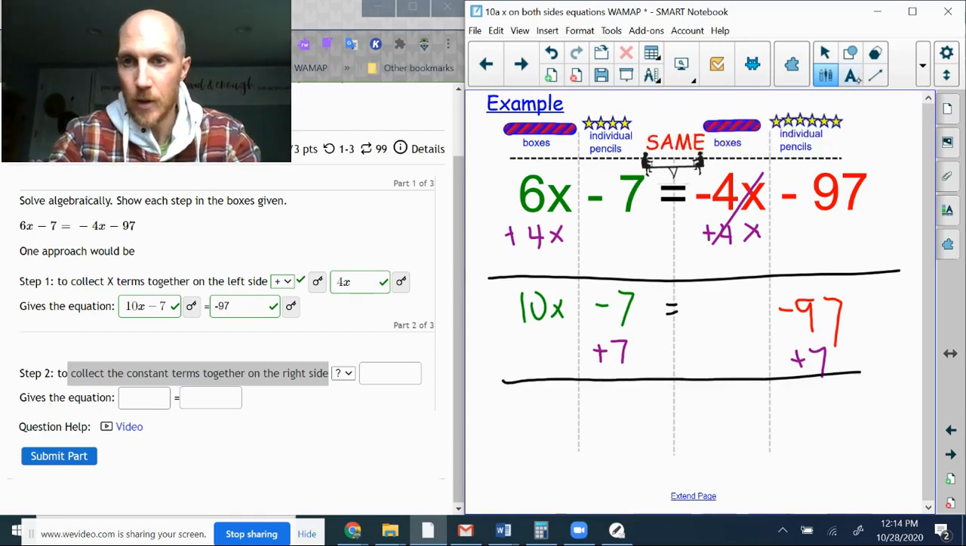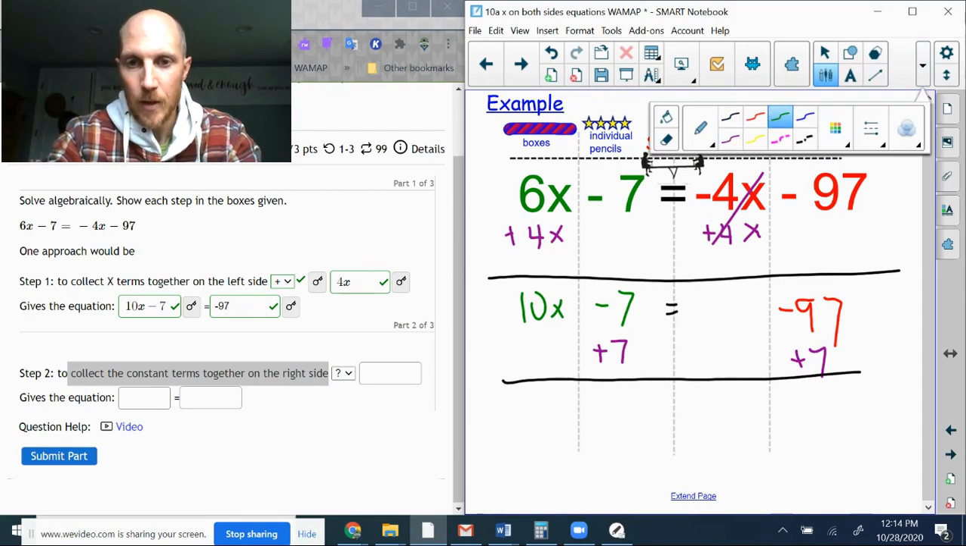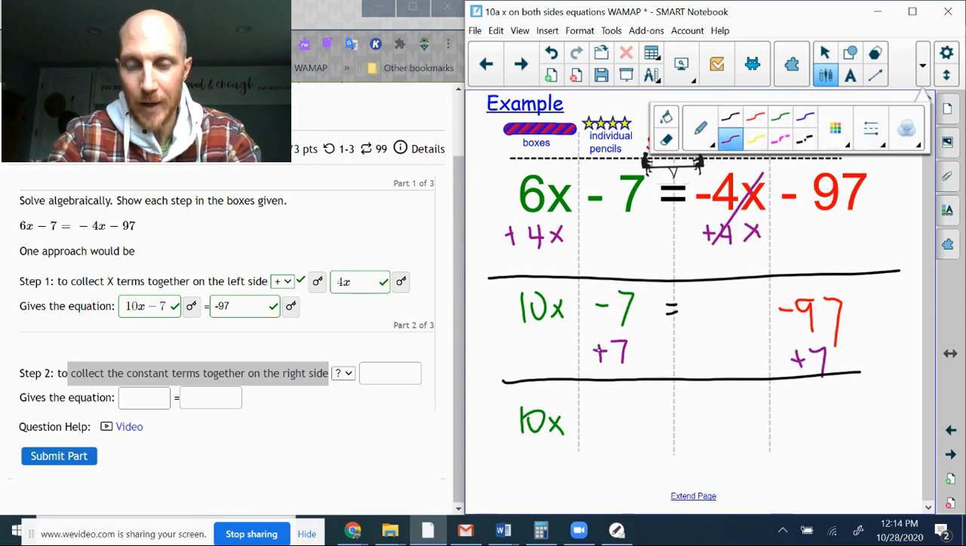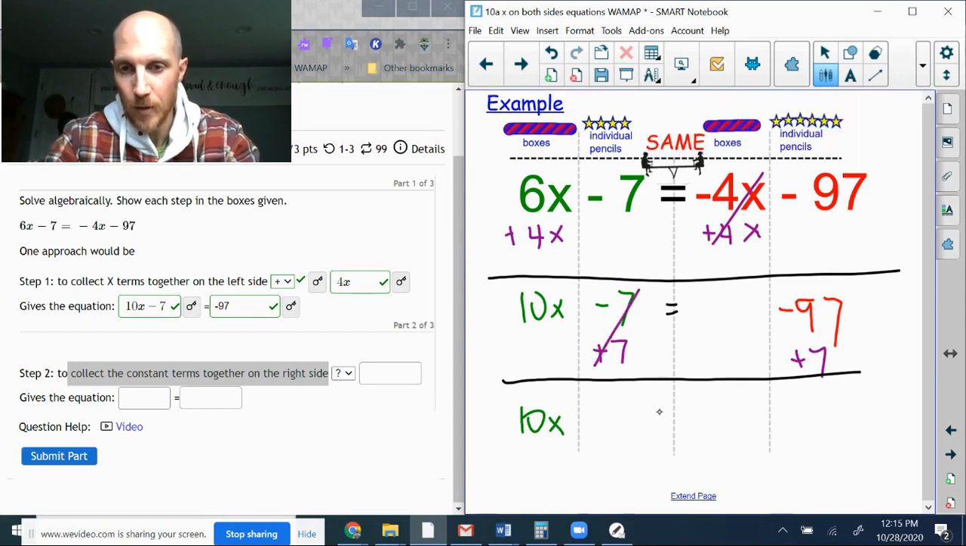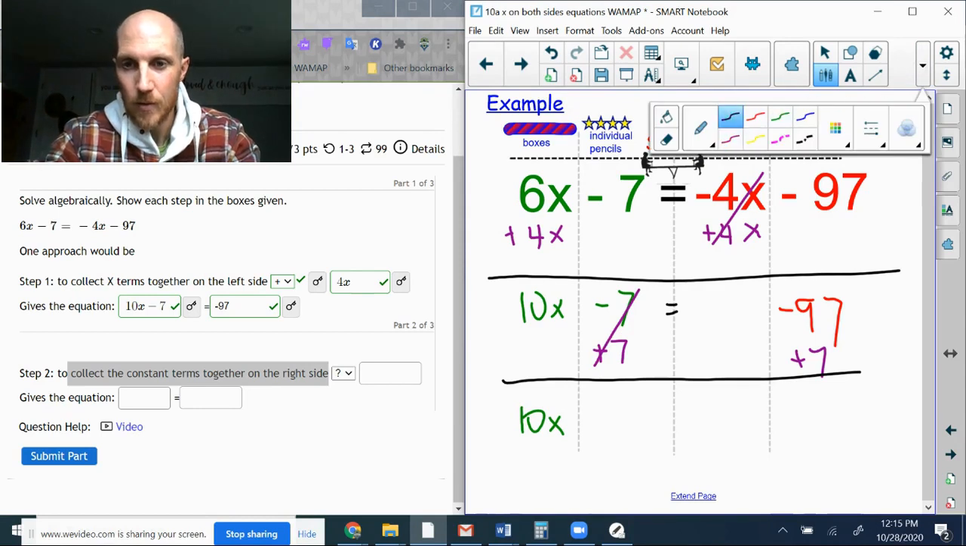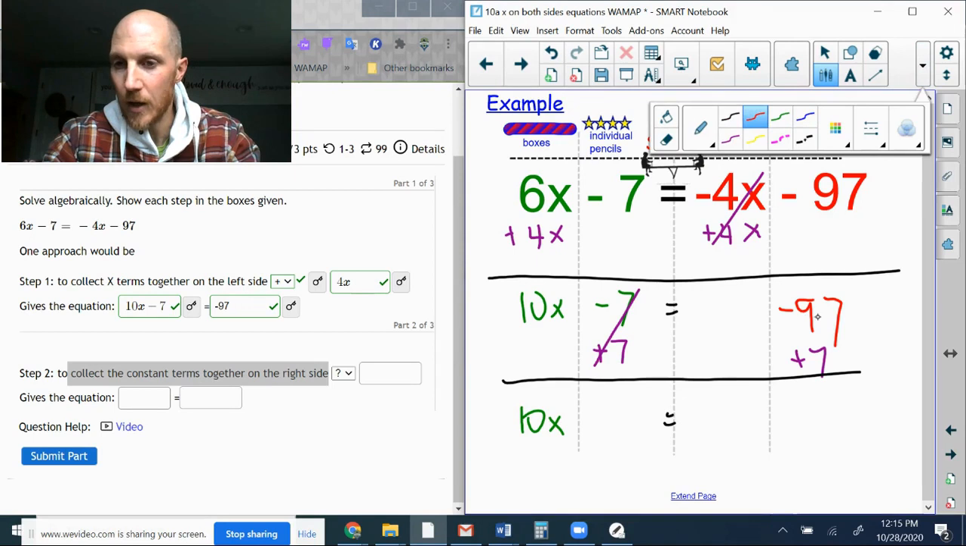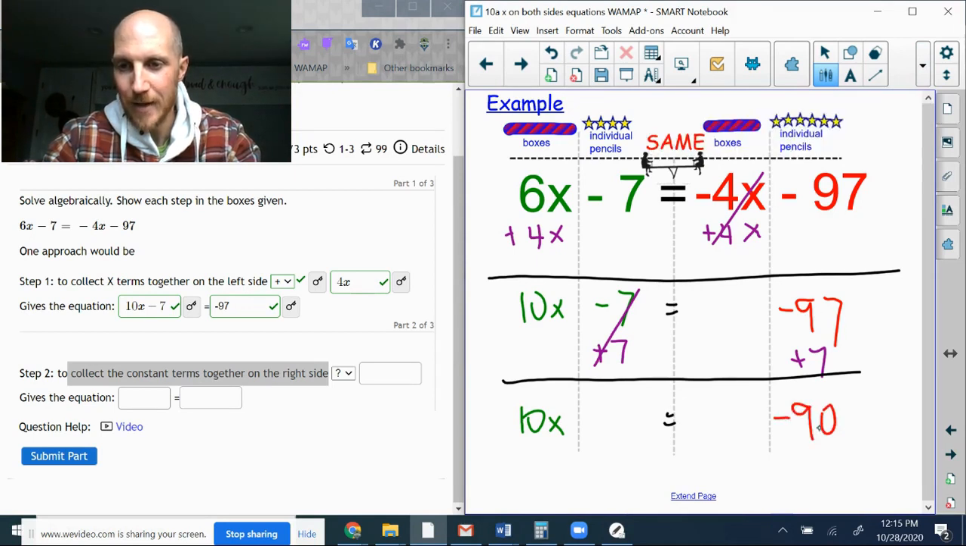And let's see what that gives me for my next line. So the 10x, that will remain unchanged. The negative 7, I added 7. Those add to make 0. I'm going to leave it blank. Equal sign comes down. And the constant, I had negative 97. I added 7. It's going to give me negative 90.